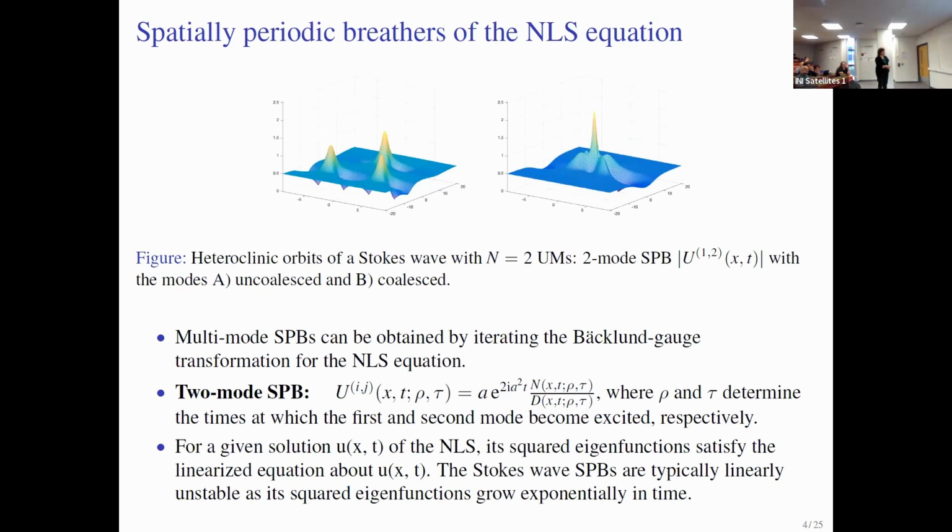In the first figure, the parameters rho and tau have been chosen so that the modes are well separated in time. And in the second figure, the rho and tau have been chosen so that the modes are coalesced and they are excited simultaneously. And so you have this amplification, as Anna mentioned, that goes beyond what you would have with the Benjamin-Feir instability. Generally speaking, the Stokes wave SPBs are typically linearly unstable as their squared eigenfunctions grow exponentially in time.